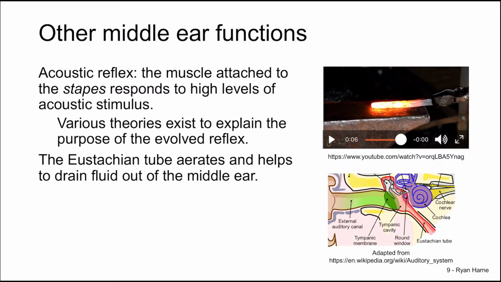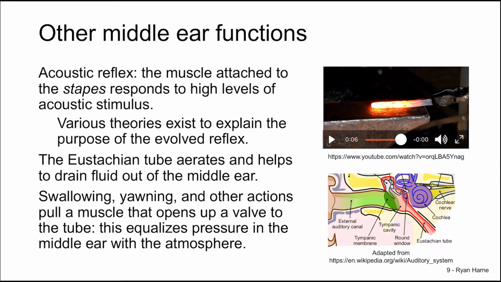Another unique function of the middle ear is the connection to the eustachian tube. I mentioned that the middle ear is an open cavity that's not directly interfaced with the open environment, but it can actively control that through the eustachian tube. This helps us drain fluid that might build up from infection out of the middle ear, but it also can be controlled by other bodily functions like swallowing and yawning. This helps us to open a valve to the eustachian tube and equalizes the pressure in the middle ear.